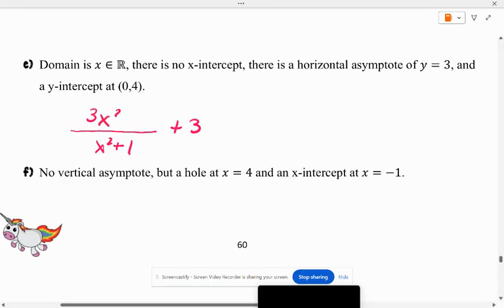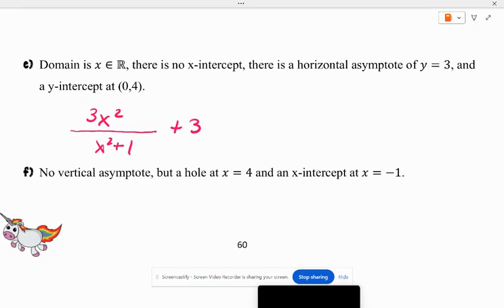Good. We're getting it. And then you need a y-intercept at (0, 4). Oh, I didn't see that. What should I do here? These have an equal degree in the numerator and the denominator, so there would be a horizontal asymptote at y equals 3, right? So if this needs to have a y-intercept at 4, what should I be doing here?